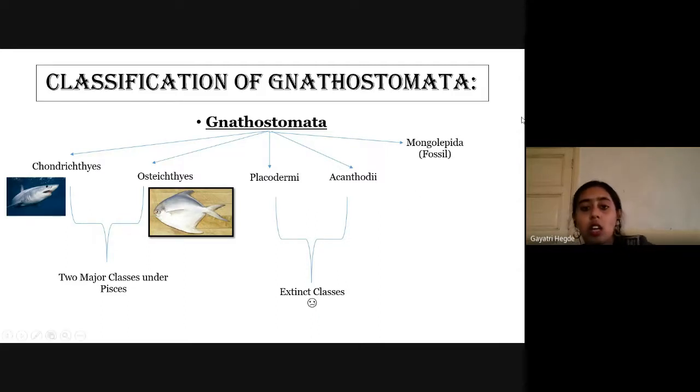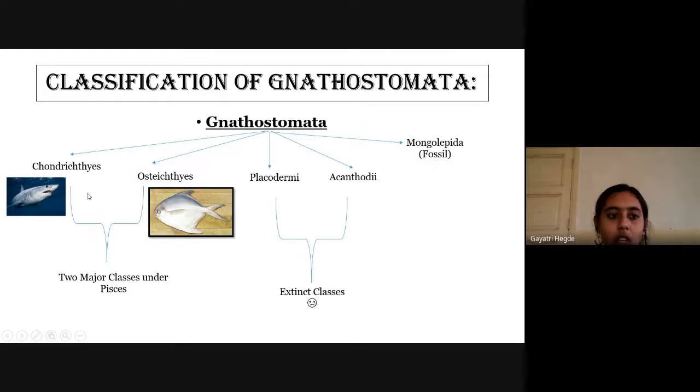Okay. Then, except for these extant classes, there is also a fossil class, which is Mongolepida. Okay. Any doubts? This is just classification, that this is living, this is extinct, this is fossil.